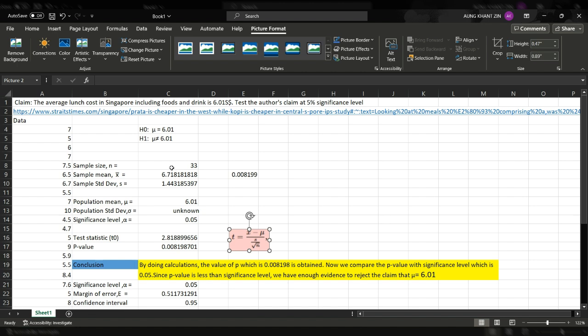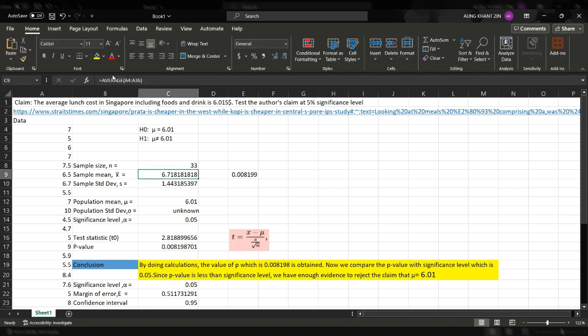So to find the sample mean, I use Excel formula AVERAGE, and I put the column number of A4 to A36, and it gives me the value. I did the same for sample standard deviation. I used the formula STDEV.S, and it gave me the value of 1.443.